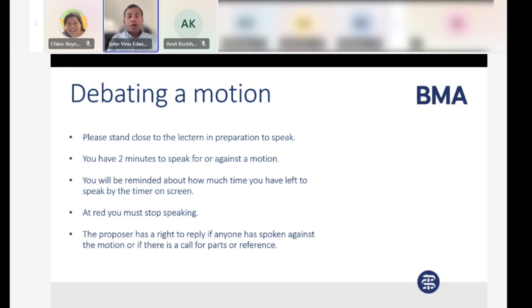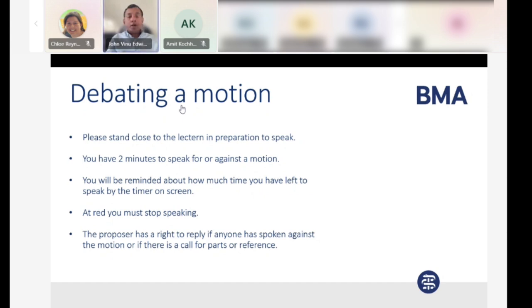Somebody says yes, then the next person says no. But the first person, remember, the proposer who first started the debate, will be called back. So you don't run back to your seat. Stay quite close to the lectern. You have the right to reply to whatever people have been debating against your motion. You've got a minute, I think, to come back to reply and clarify any thoughts.